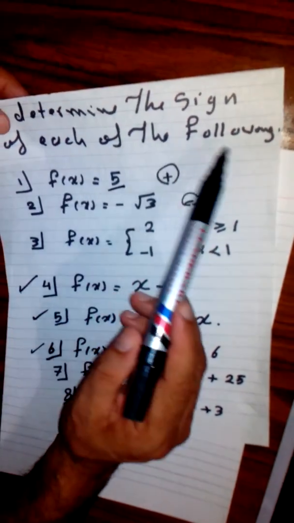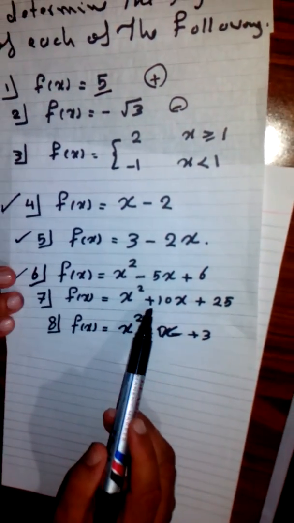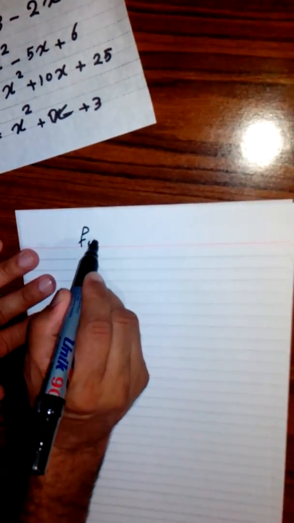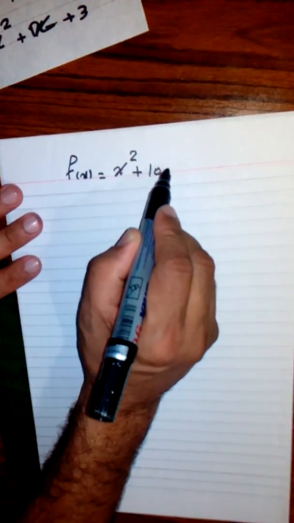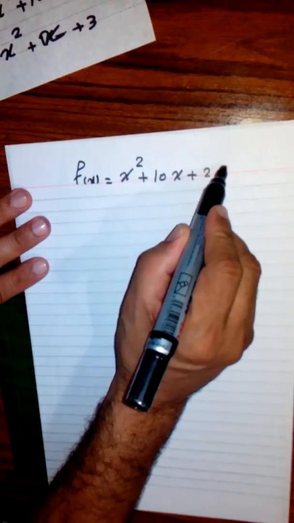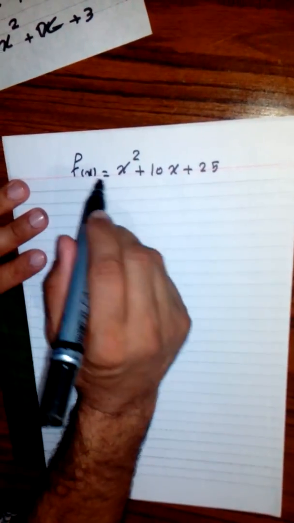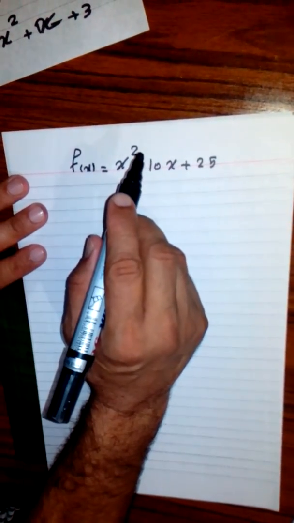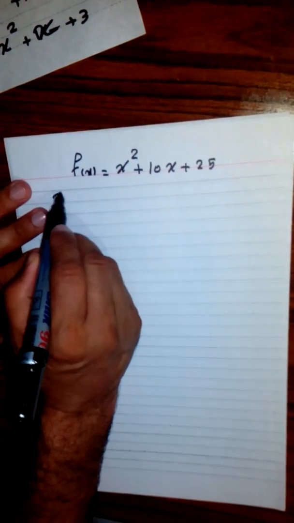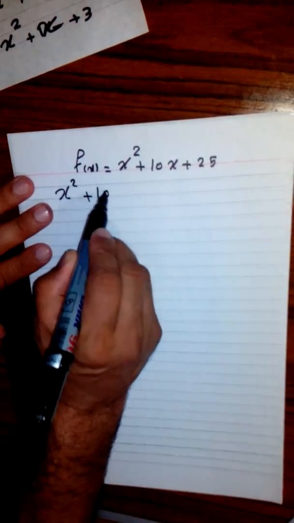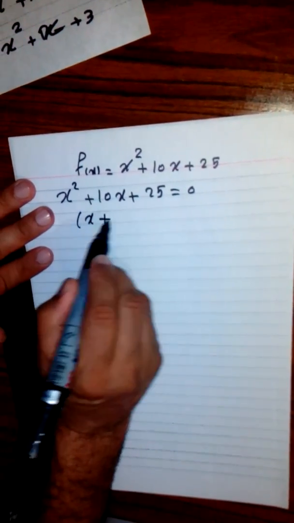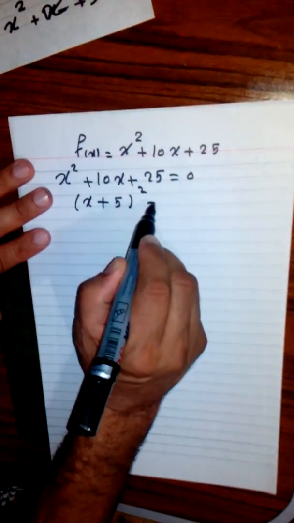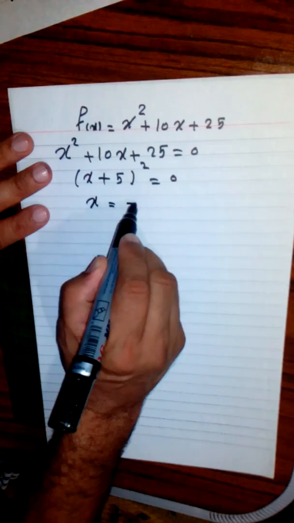Determine the sign of each of the following. f of x equals x squared plus 10x plus 25. The first step, we put f of x equal 0 to get the points of intersection with the x-axis. x squared plus 10x plus 25 equals 0. x plus 5 all squared equals 0. x equals negative 5.